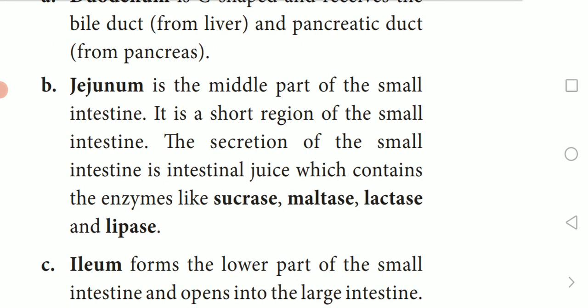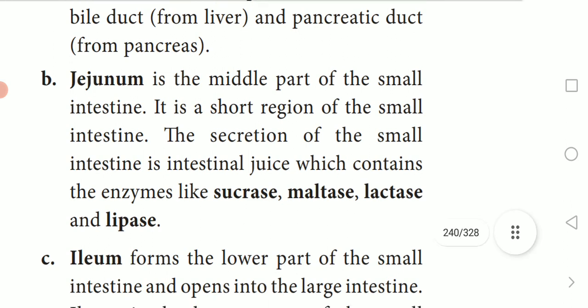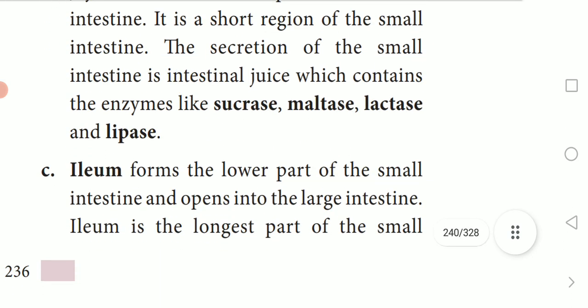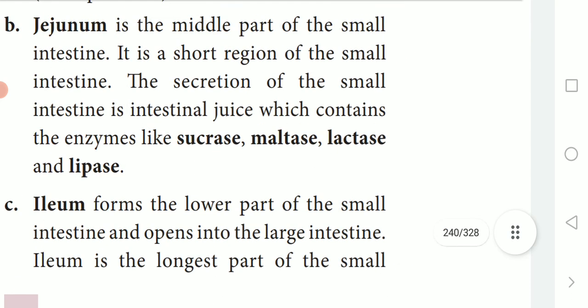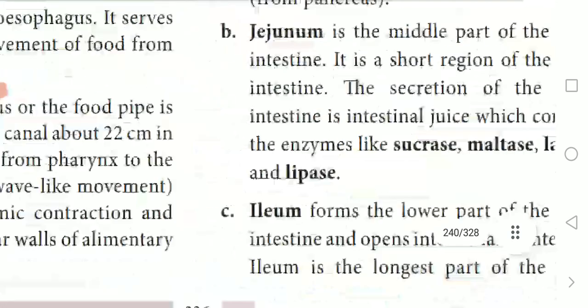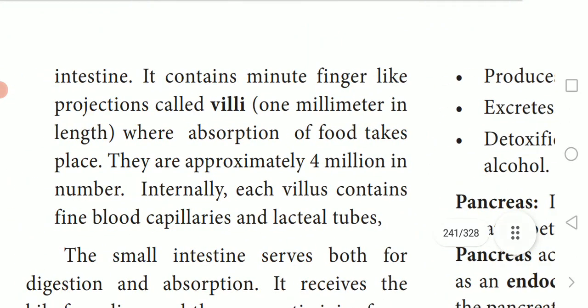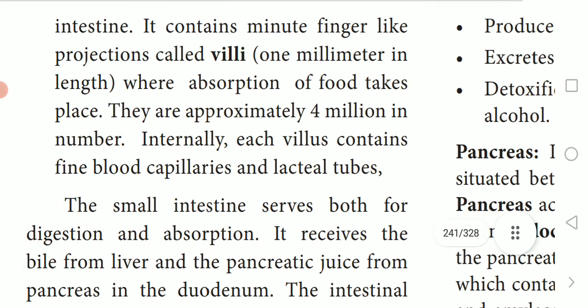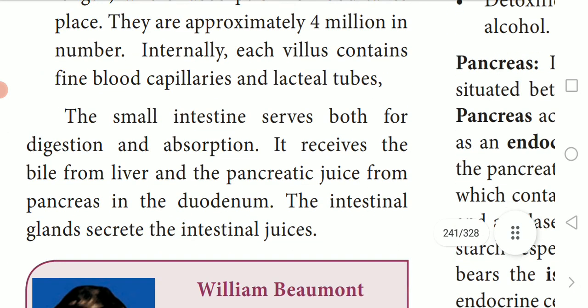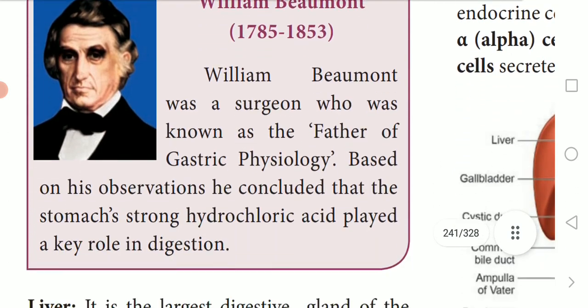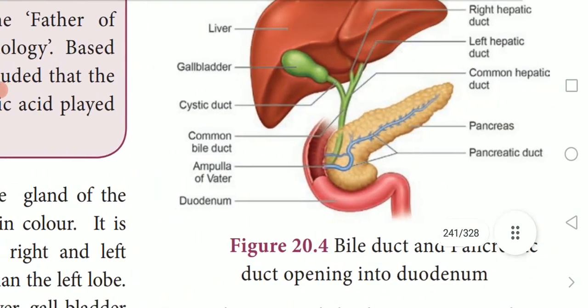The small intestine is the longest part of the alimentary canal, a long coiled tube measuring about 5 to 7 meters. It has three parts: duodenum, jejunum, and ileum. The duodenum is C-shaped and receives the bile duct and pancreatic duct. The jejunum is the middle part, a short region of the small intestine. They secrete small intestinal juice, which contains enzymes like sucrase, maltase, lactase, and lipase.